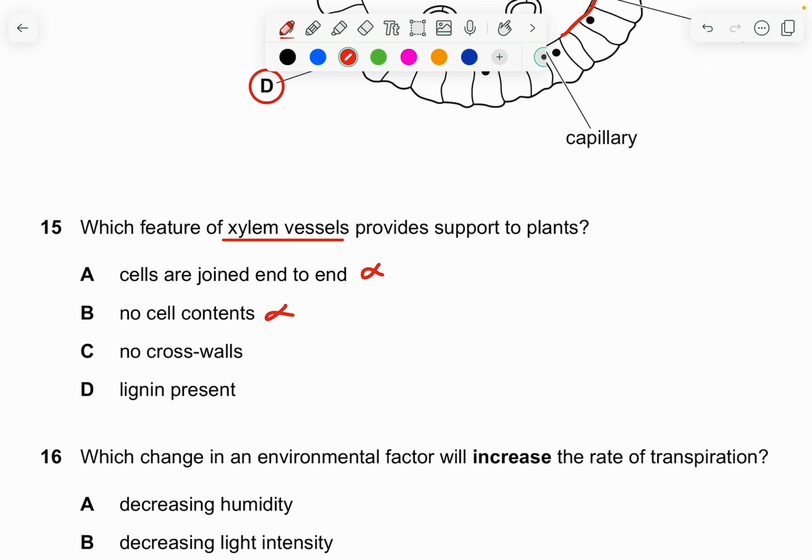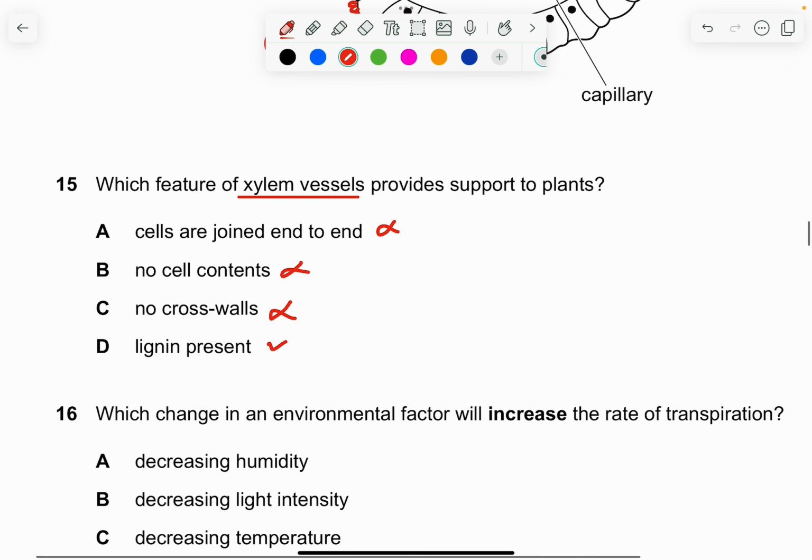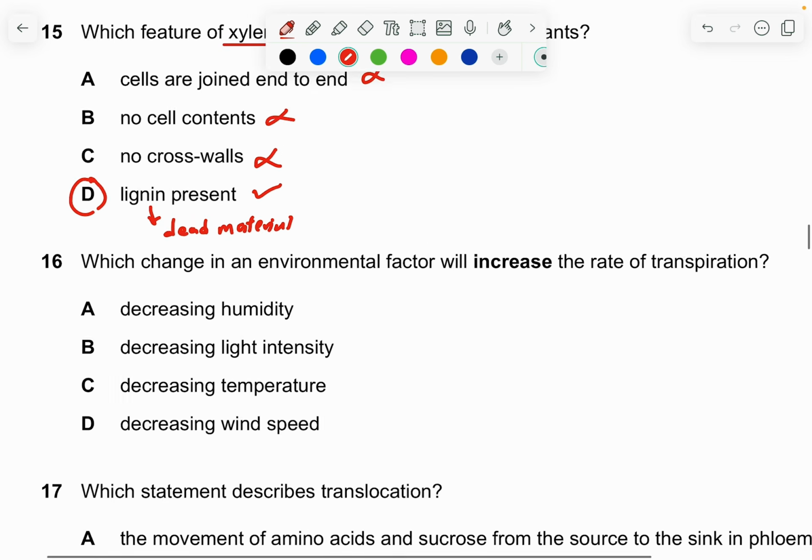For C, there's no crosswall. That doesn't make sense at all. But lignin present is the one. So lignin is always a dead material. Whenever you see that xylem has lignin, it means that this structure is really tough to be broken down into smaller pieces. So it becomes a very good material to support the plant, allowing it to stand upright all the time. So that is the answer, where there is lignin present.